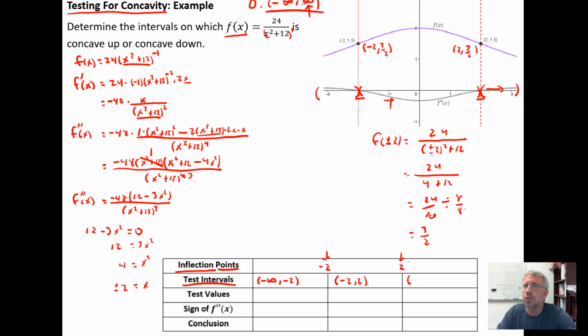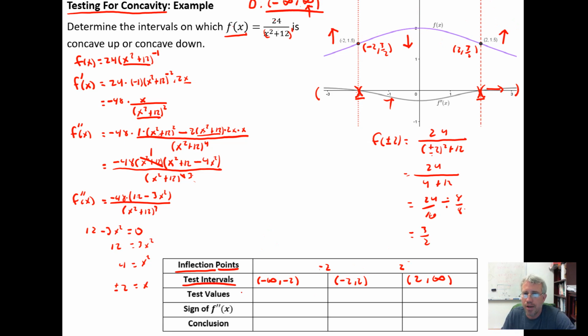So we go from 2 to infinity for our last open test interval. So those are going to be the 3 test intervals over which the original function f of x is going to be either concave up, concave down, concave up. So that's establishing 3 test intervals.